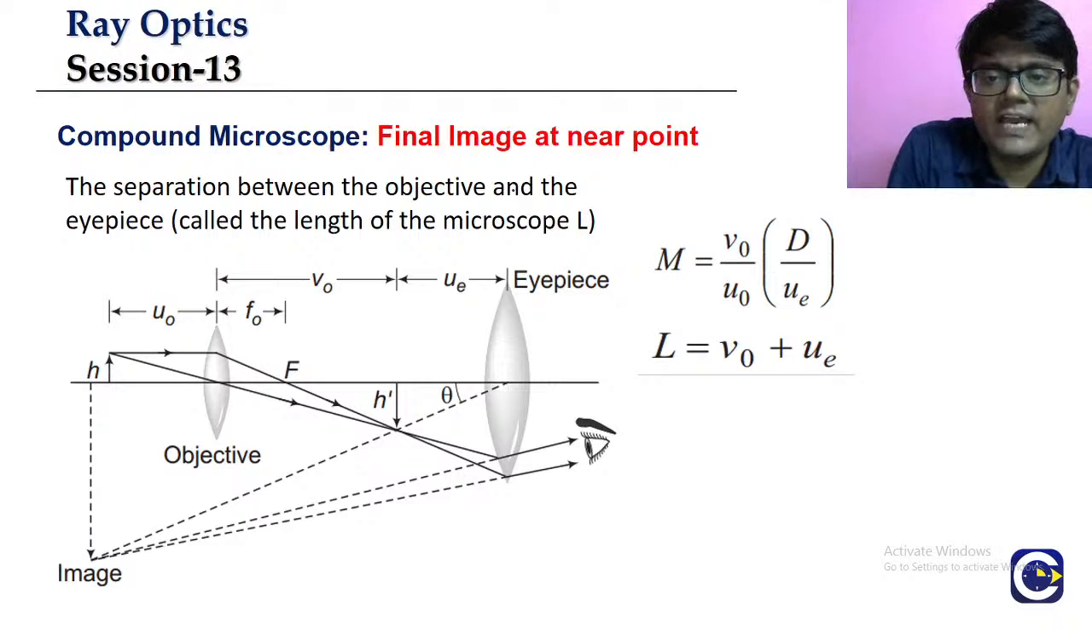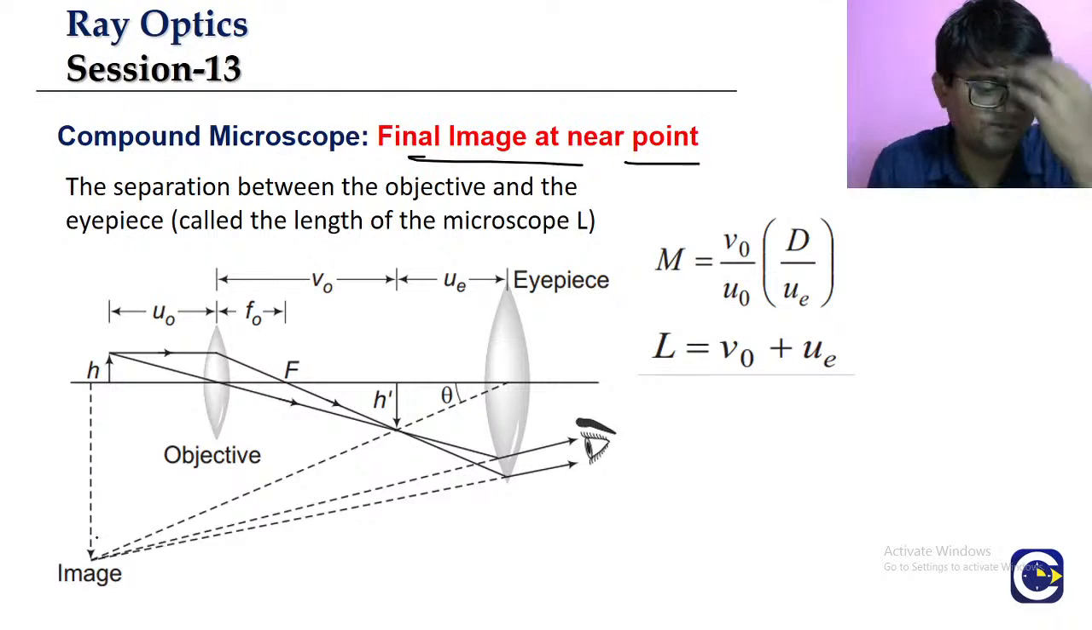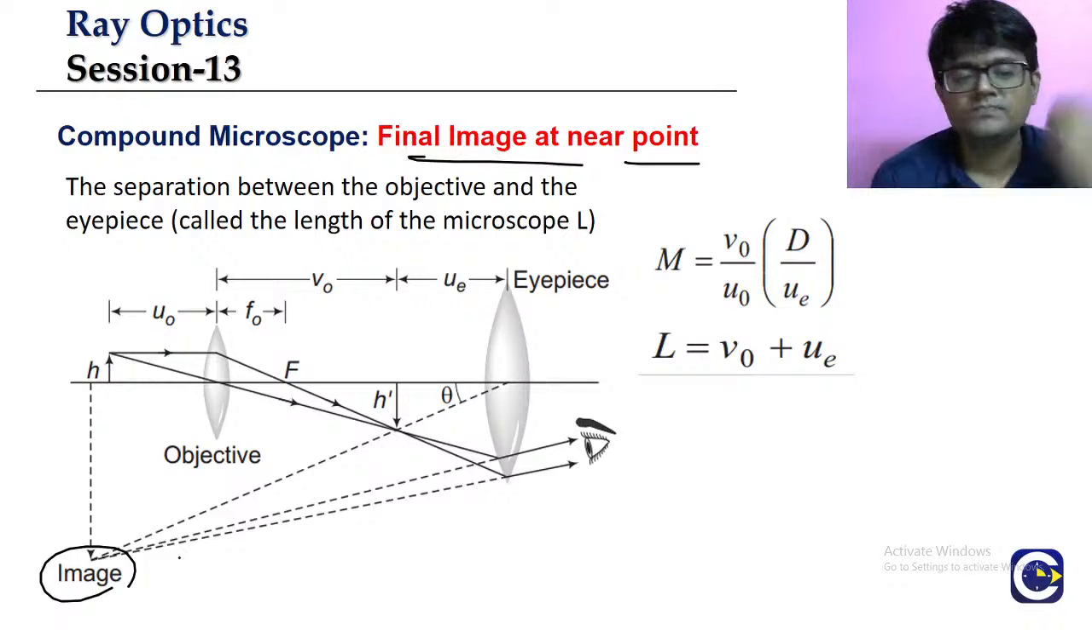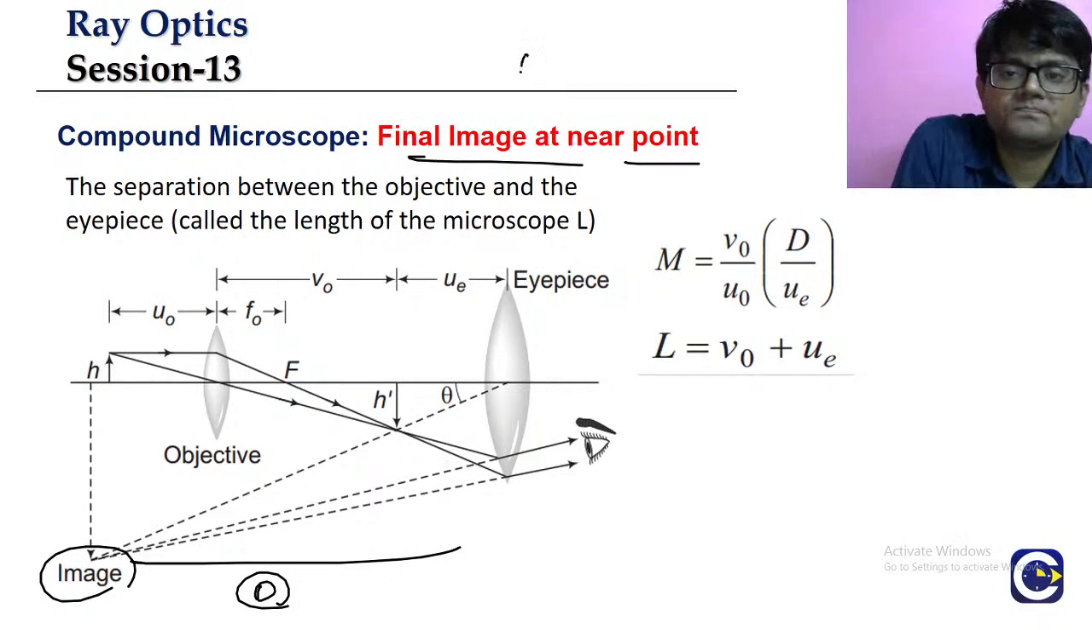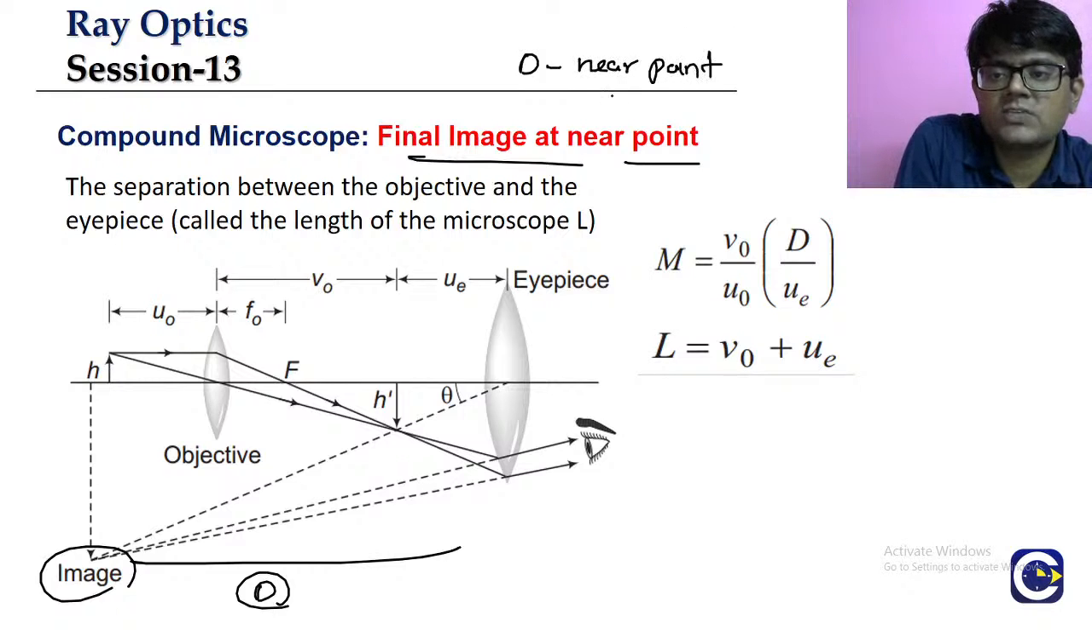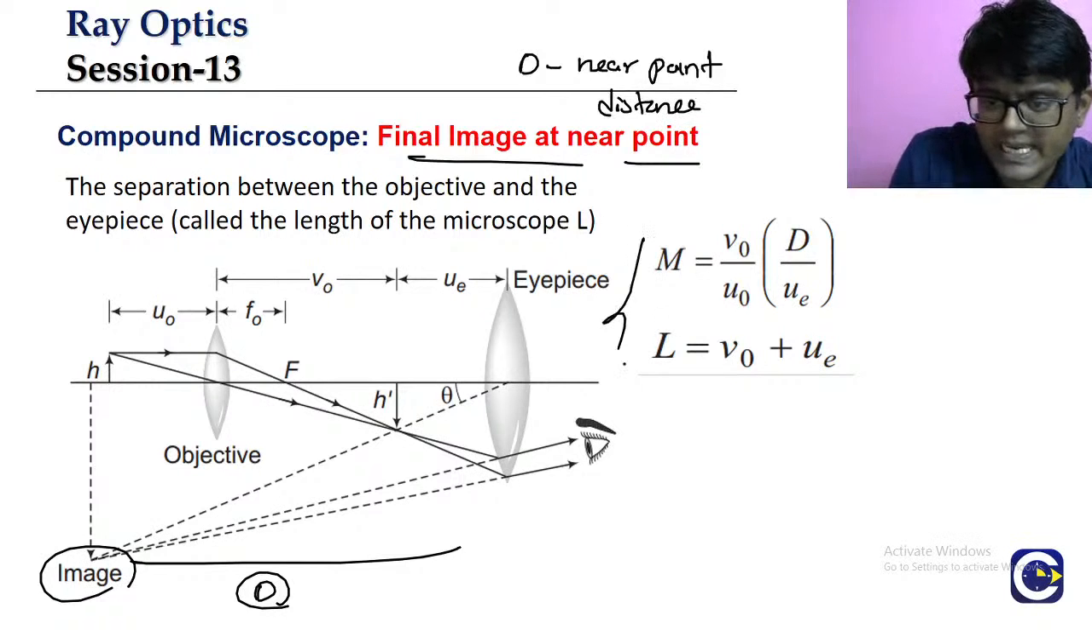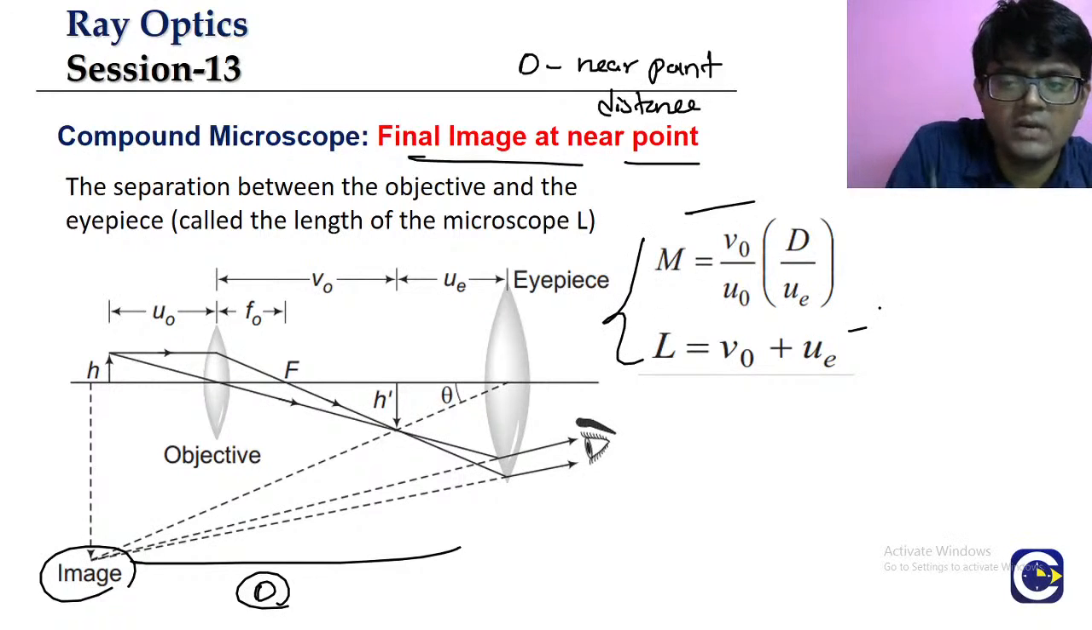When the final image is formed at the near point. So the final image is formed at distance D. D is what? The near point distance, which we are saying is 25 centimeters. Again, we'll begin with the same general formula. What is the general formula? Magnifying power is equal to VO by UO into D by UE.